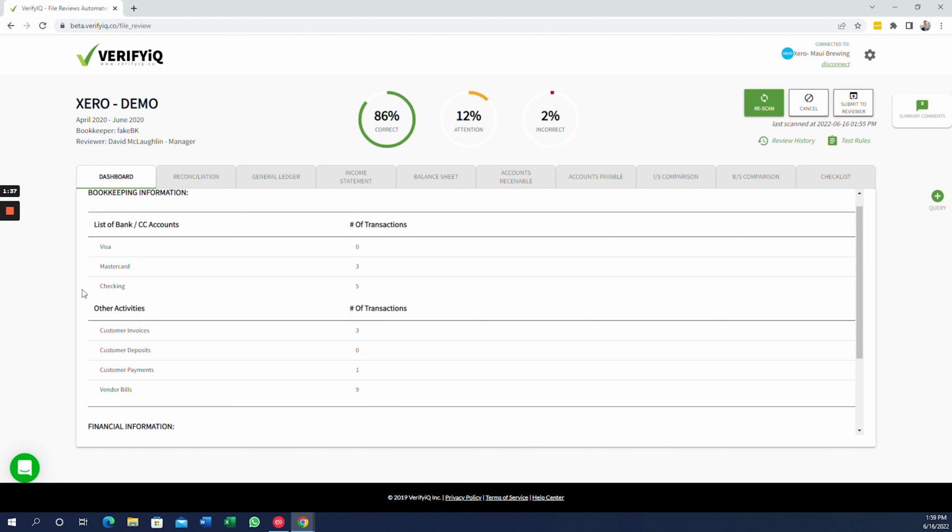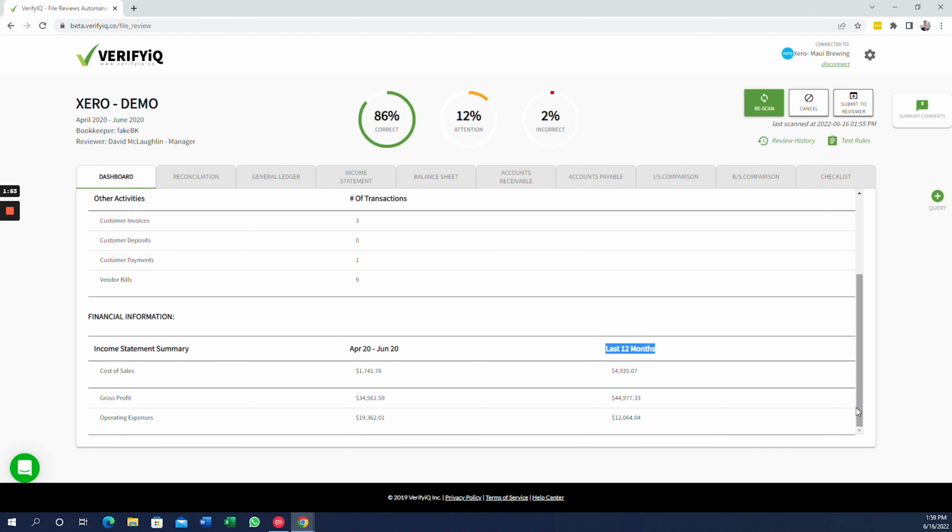services according to these variable metrics: list of bank credit card accounts, transactions in the accounts, number of invoices, number of deposits, number of payments, number of vendor bills, and again, the transactions in these accounts. So this is a great way to have a quick and easy summary of the activity in your client for the period being reviewed, for pricing changes, upsells, many different things this information can be used for.